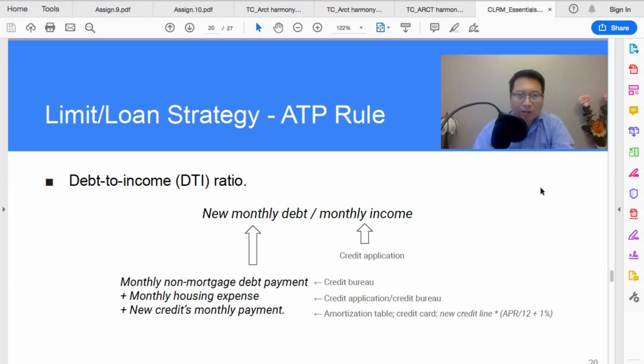So you add these three items together: non-mortgage debt, housing expense, and the new credit payment. You get the new monthly debt. New monthly debt over the monthly income, you get a ratio. That ratio cannot be too large, because if your debt is too big, then you don't have anything left for regular basic expenses like food. That's not good. So that's the formula of the debt to income ratio.